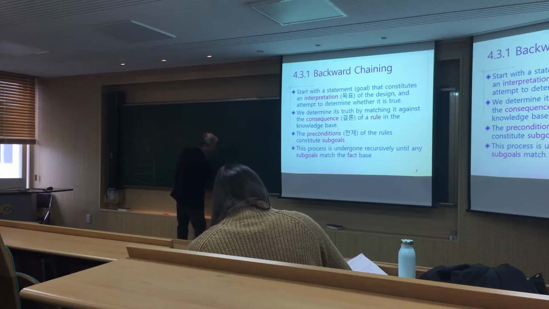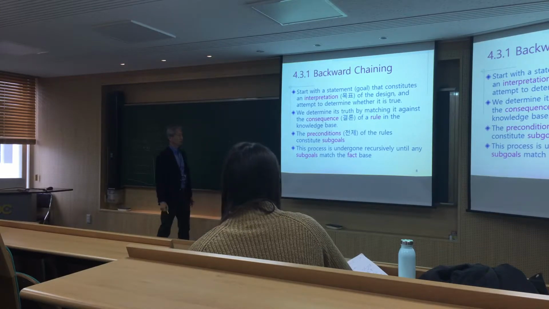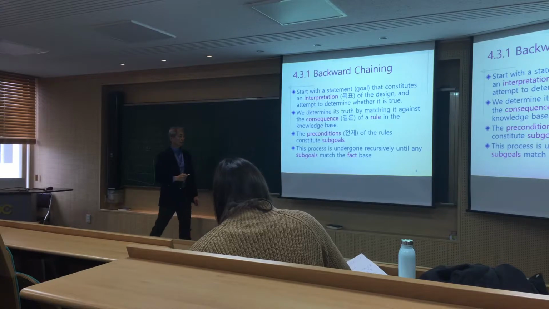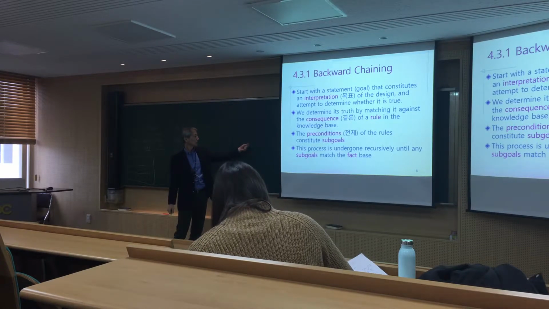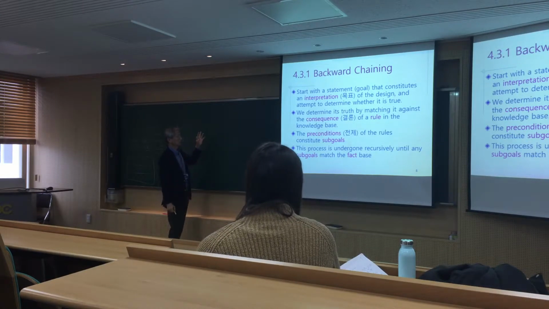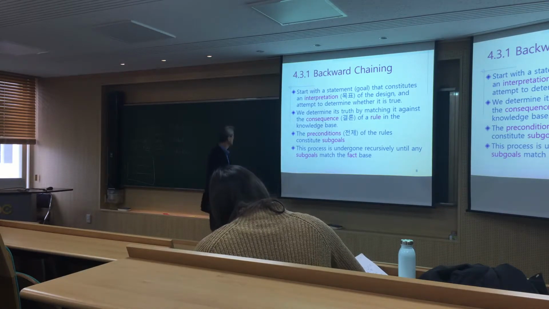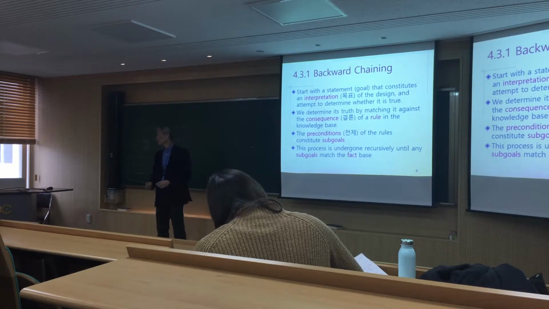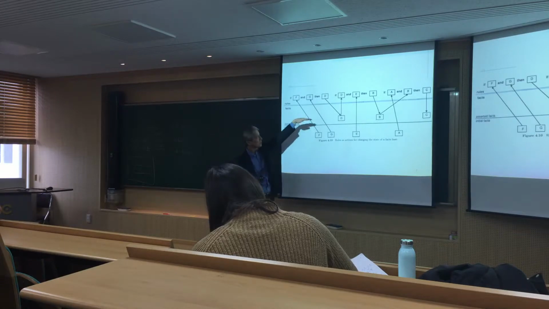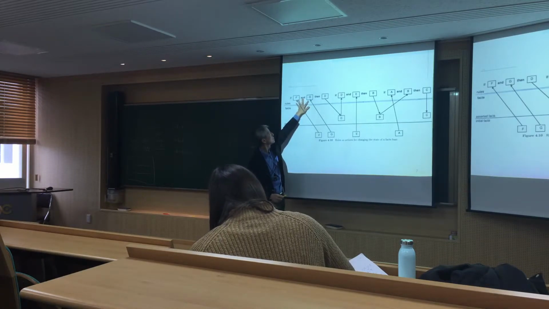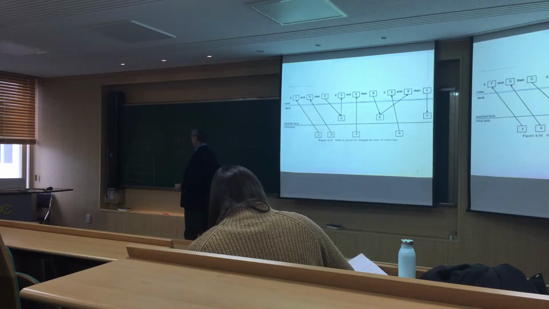So if this one is true already, then this is okay. But this one is not yet. So it can be another subgoal. We need to find out whether this is true or not. So it can be a second subgoal. To find out whether this is true, we need to search a knowledge base. This process is undergone recursively until any subgoals match the facts. Here, by going in this way, finally we find out those subgoals or preconditions are asserted by facts. Then the other things are matched up by chaining.